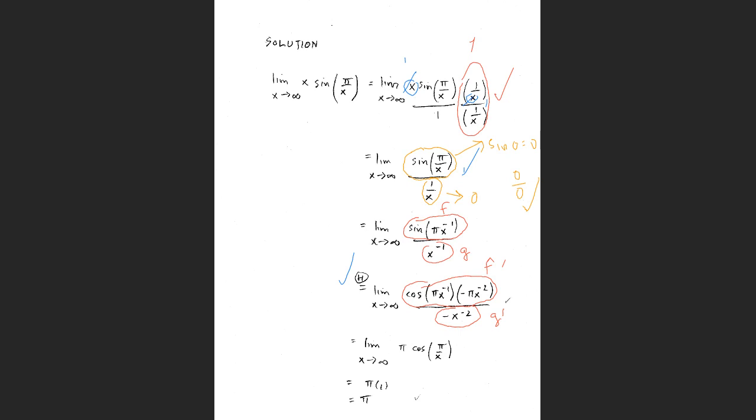It turns out that some nice things happen here. These x to the negative second powers simplify out, and you have a negative over a negative. You end up with the limit of pi over x times cosine of pi over x as x approaches infinity.